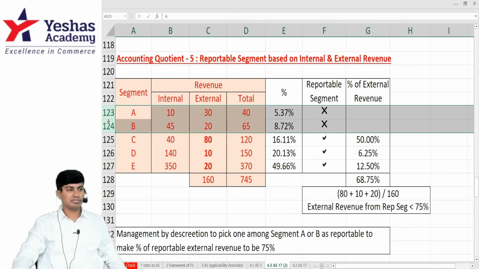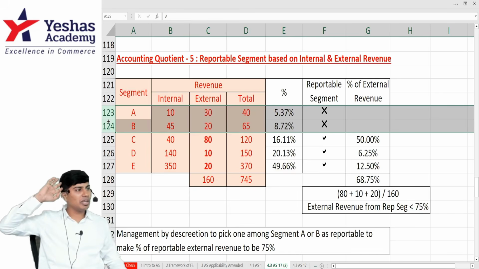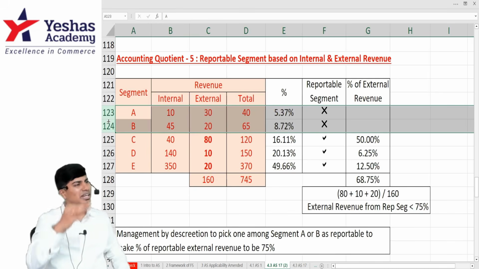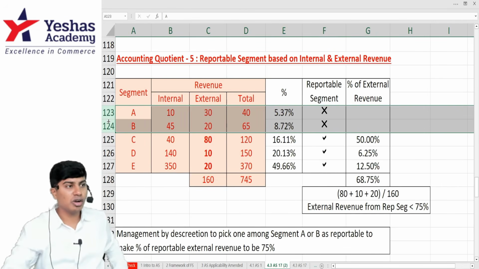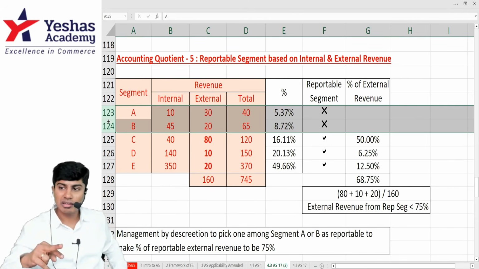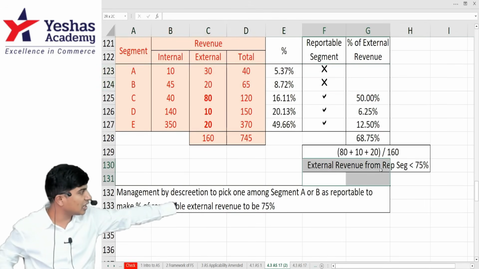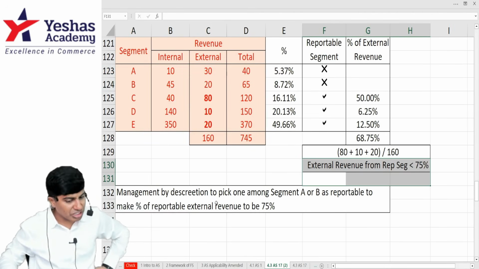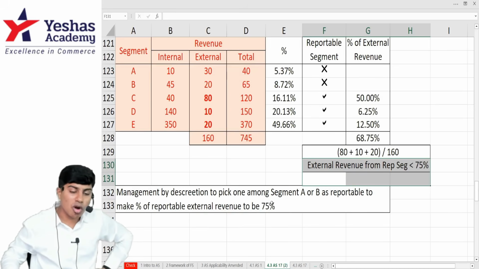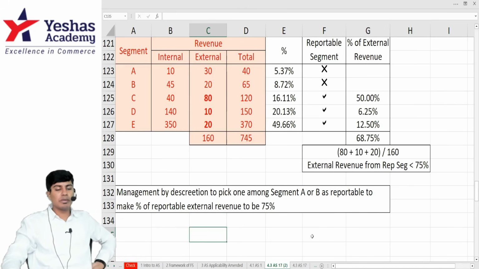Among A and B, I have to pick one of the segments as reportable. Is it A or B? One among A and B. We don't know. It can be A, it can be B. I'm not telling you it has to be A. I'm not telling you it has to be B. It has to be picked such that total external revenue from reportable segments becomes 75%. Read the conclusion: management by discretion picks one among segment A or B as reportable segment to make the percentage of reportable external revenue 75%.